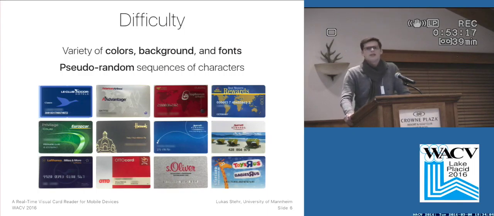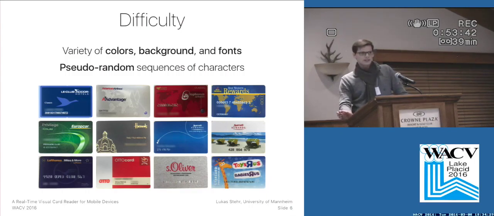There are 2 main reasons we identified. First, we have a huge variety of colors in backgrounds and fonts. And mostly those colors are not selected for readability, but for corporate identity reasons. They have to look nice and use the corporate colors. And also what we have is a pseudo-random sequence of characters.